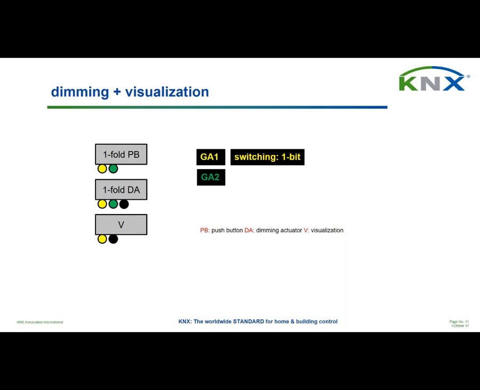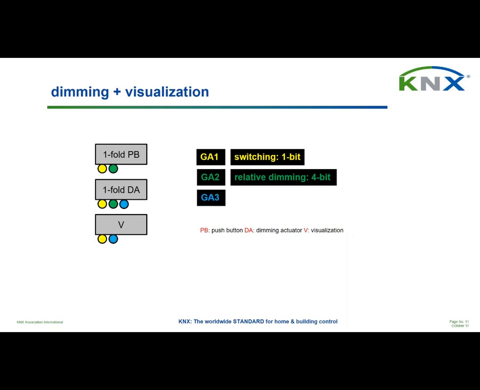Another link is group address 2. So green, this is used for relative dimming. This is actually a group address which is used in order to exchange 4-bit information. This 4-bit information will allow the push button to indeed dim up or dim down the dimmable lamp that is connected to the dimming actuator.